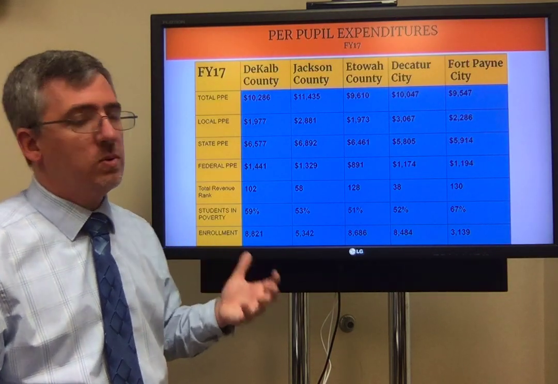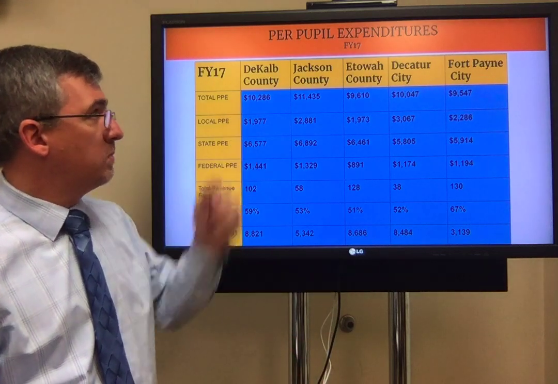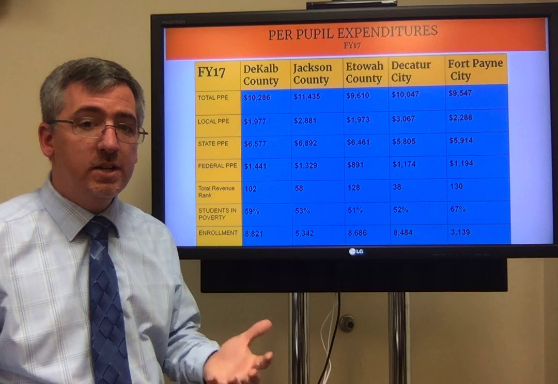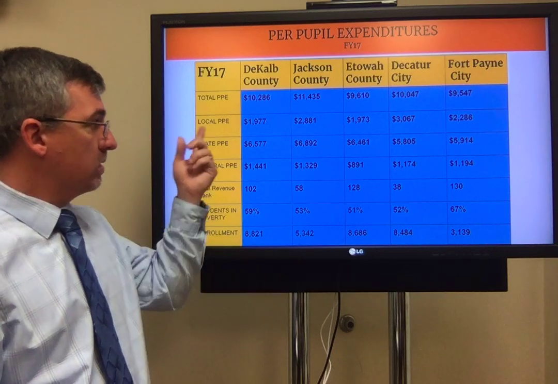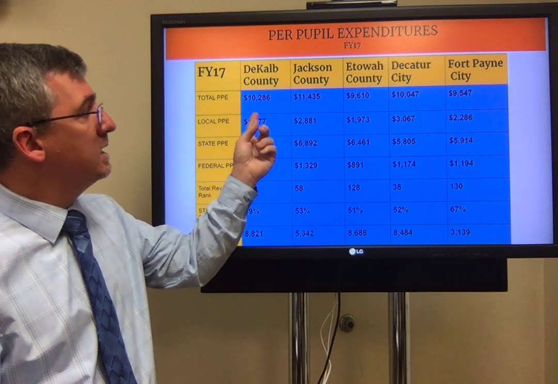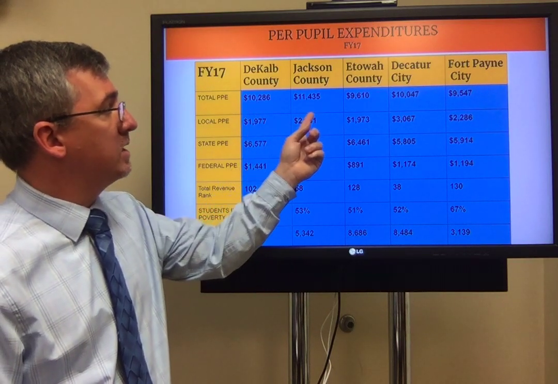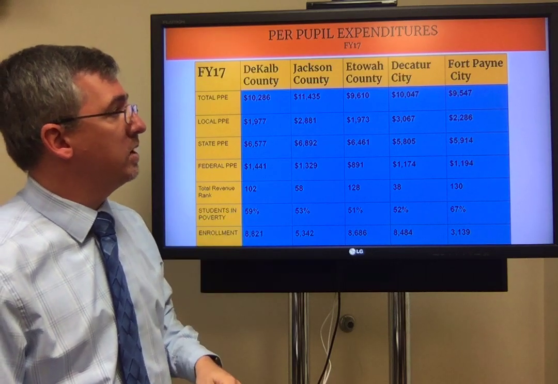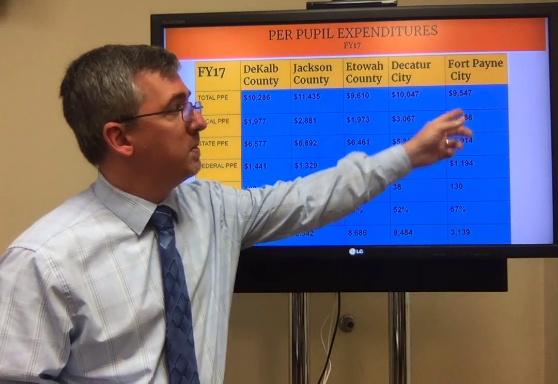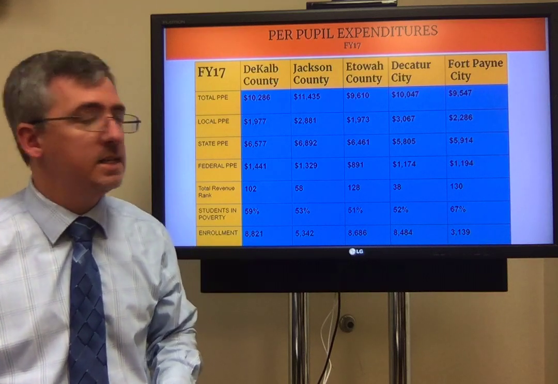We looked at also, where are we putting our dollars? Where does this money go, right? So per pupil expenditures is how much money you receive from either local, state, or federal. And you'll see DeKalb County, $10,286 per student is not the highest. Jackson County is actually at $11,400. And actually Fort Payne City is at $9,547. That's probably something we didn't anticipate.